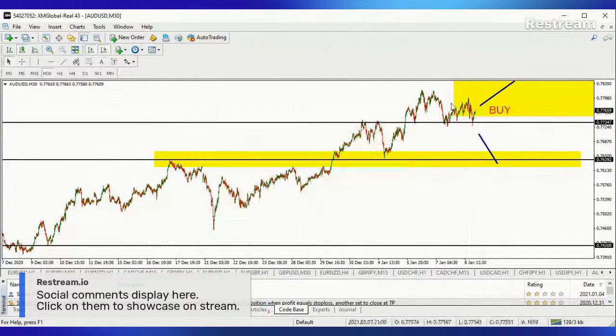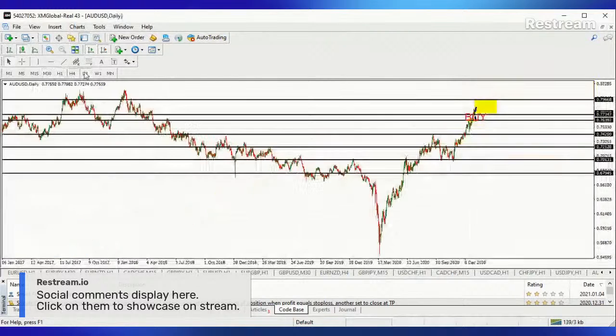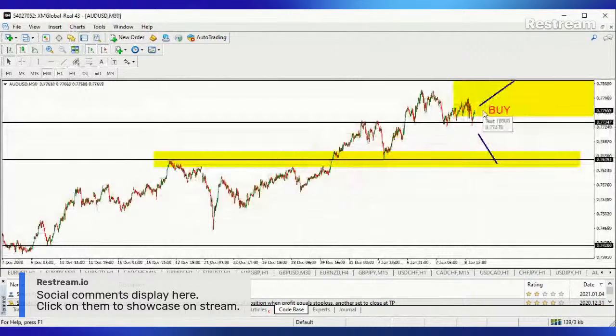But if it goes here, you know, you sell. If you're doing long term, then you can still buy here and put your stop loss maybe here, and then put your take profit maybe over here. Just make sure it's 1:2 or 1:1. So for here, we're looking at good buys. Okay. So that's what I'm looking for on AUD.